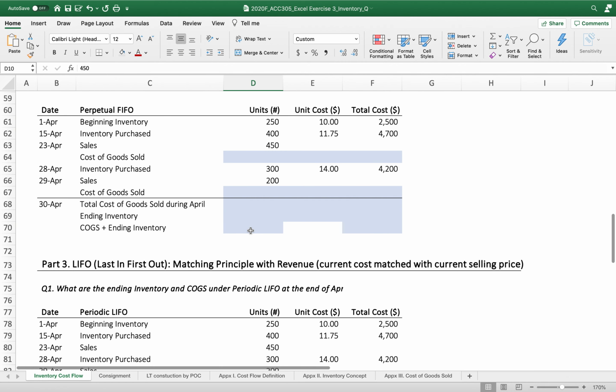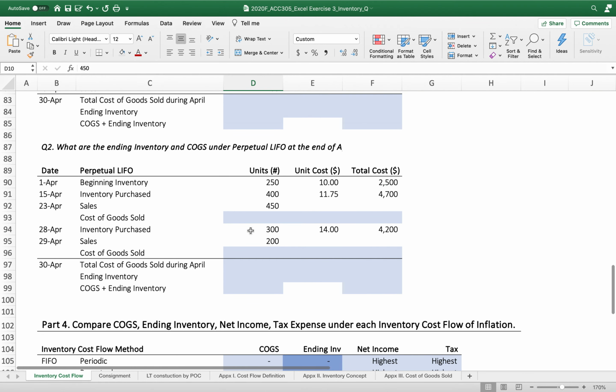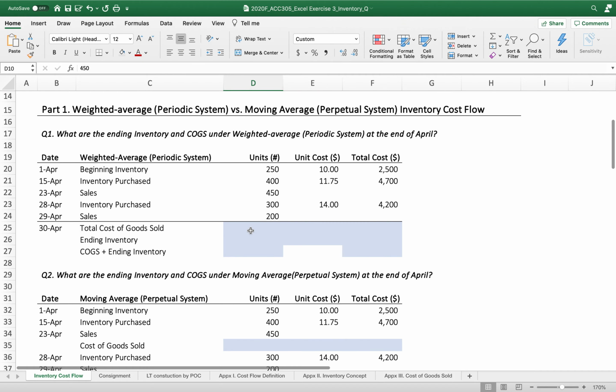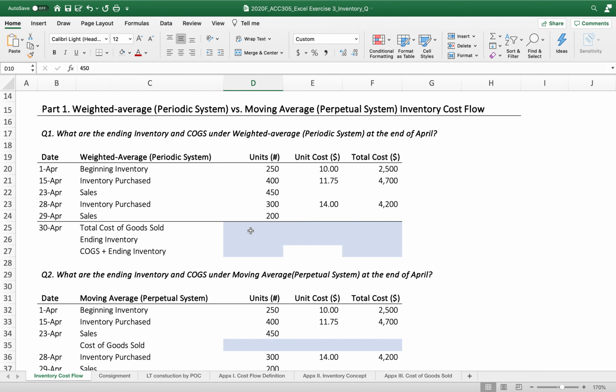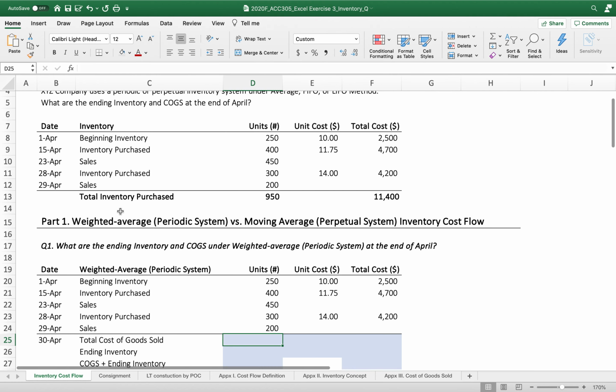Finally, the LIFO, following the matching principle with revenue, the current cost to match with the current selling price under the periodic LIFO and the perpetual LIFO. So you can practice with this video clip over and over again until you understand everything. Okay, so let's do part one first.